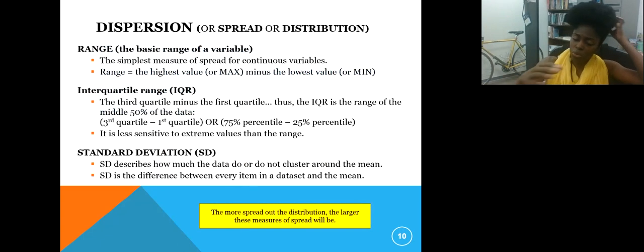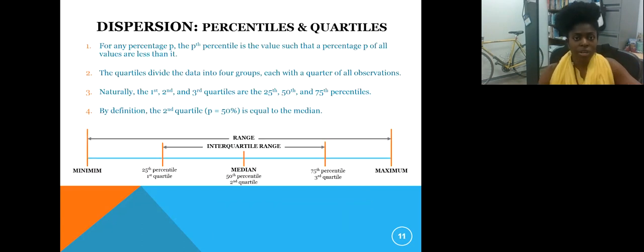I just want to point out here, the more spread out the distribution is, the larger the measures of spread will be. We've talked about this before, so we're not going to mention it again. All right, so let's look at percentiles. For any percentile P, the pth percentile is the value such that the percentage P of all values are less than it.